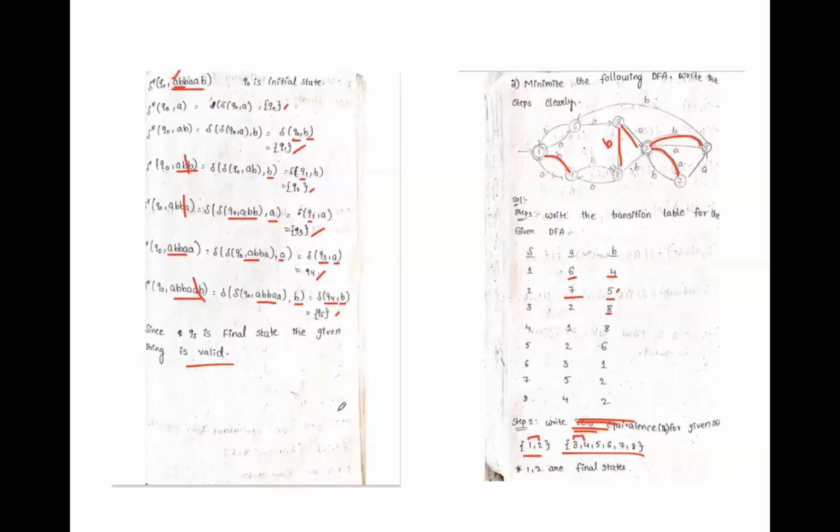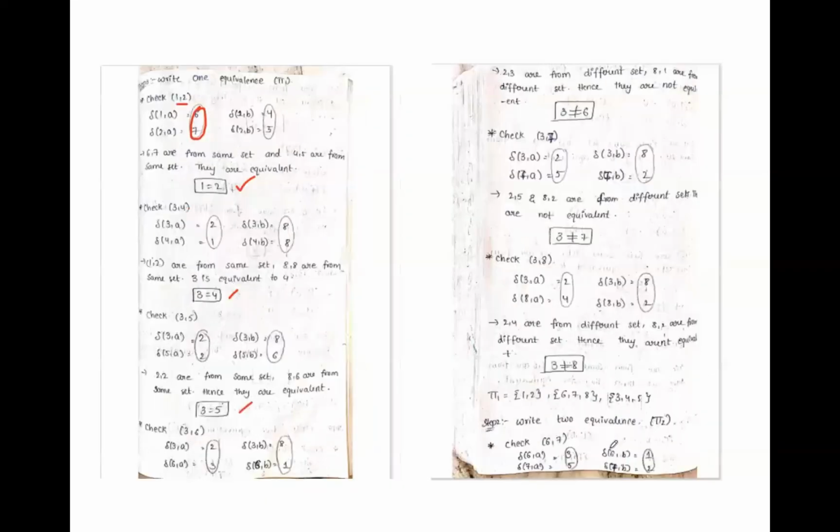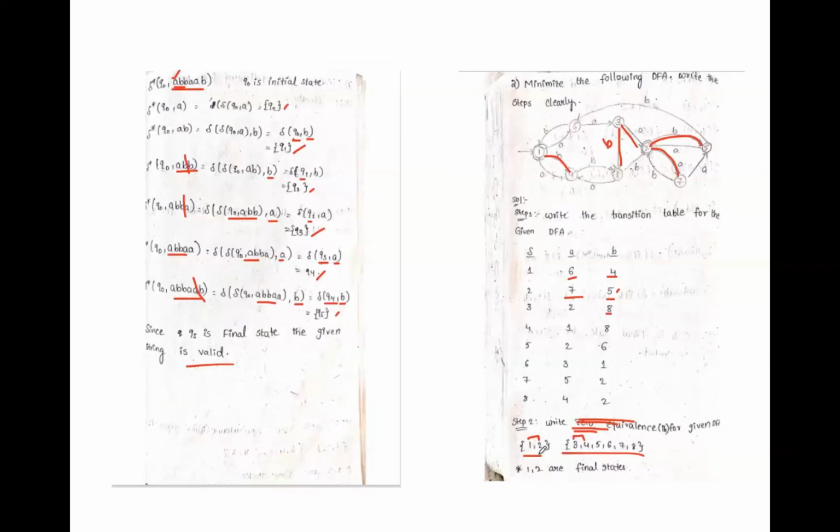And the next pair is 3 with 6. So for 3 and 6, we got the A values as 2, 3 and the B values as 8, 1. So check if 2 and 3 are present in the same set. Here 2 is present in one set and 3 in a different one. So no need to go to the second part. From this we can say that 3 is not equivalent to 6.